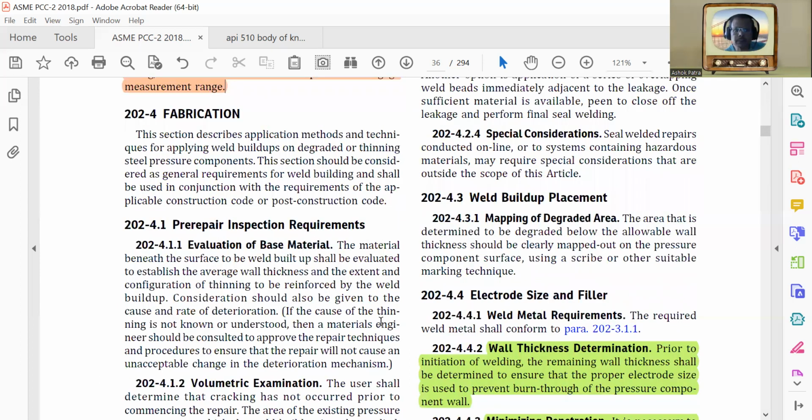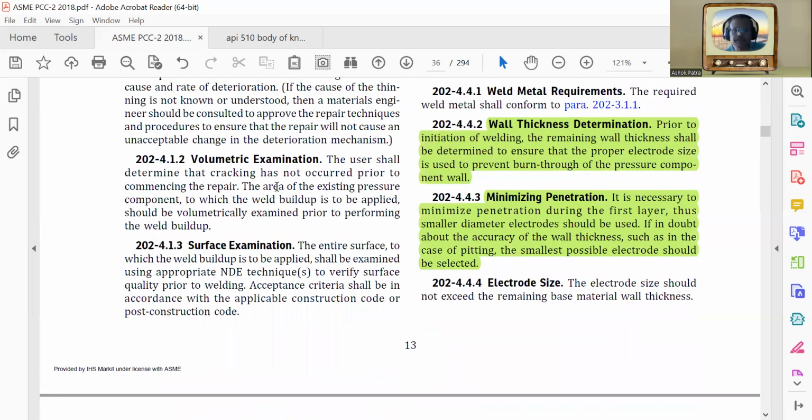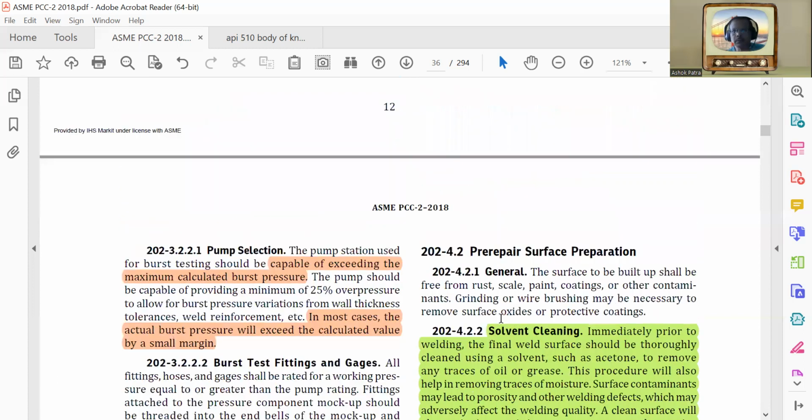Preparation, inspection requirements, volumetric examination. Determine that cracking has not occurred prior to commencing the repair. The area should be volumetrically checked. Surface examination of the entire surface, including the buildup, and techniques to verify the surface quality prior to welding. Acceptance criteria shall be in accordance with the applicable construction code or post-construction code.